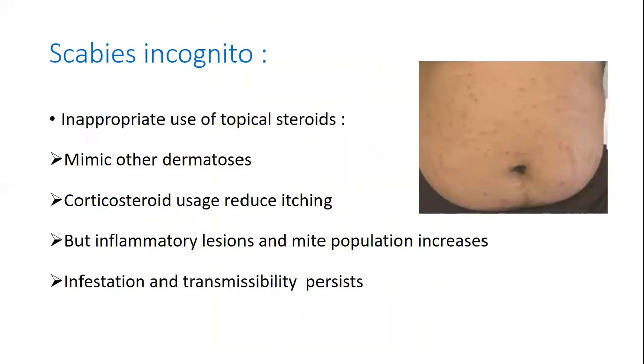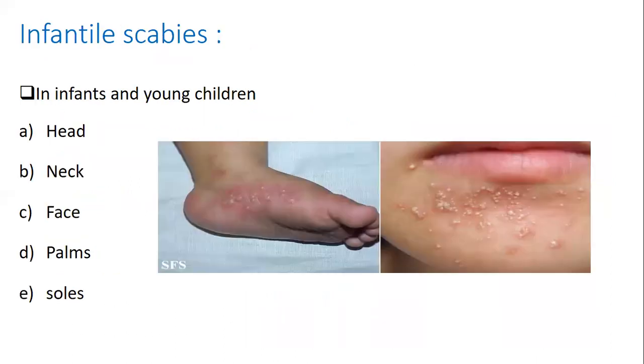One more is scabies incognito. It occurs due to inappropriate use of topical steroids and mimics other dermatoses. Corticosteroid usage reduces itching in these conditions, but inflammatory lesions and the mite population increase in these persons. So the infestation and transmissibility persist, and they can infect other persons.